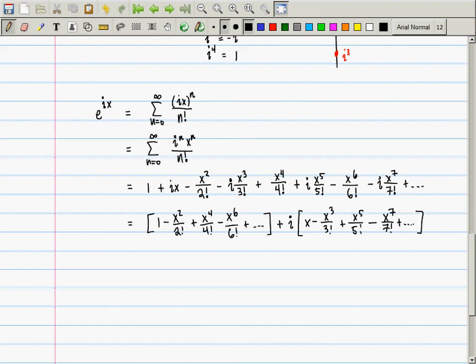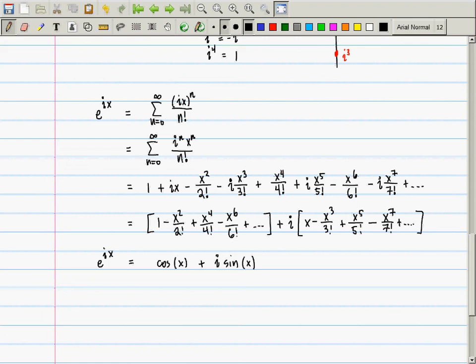What is this? You know what this is. You should recognize this. This is cosine, right? And what is this thing being multiplied by i? This is sine. So wait a second. What we're saying is that this is the cosine of x plus i times the sine of x. e to the ix is this. That is seriously fantastic, right?